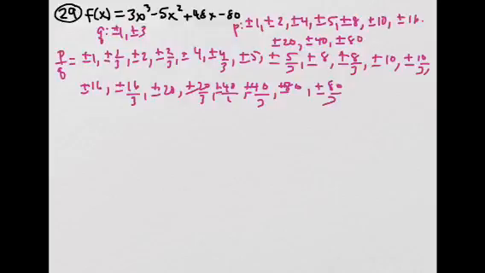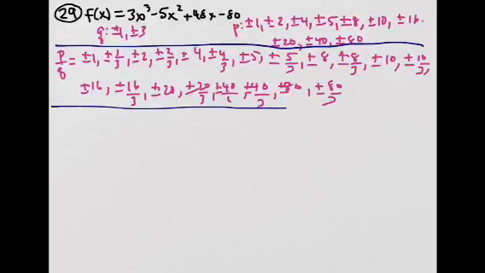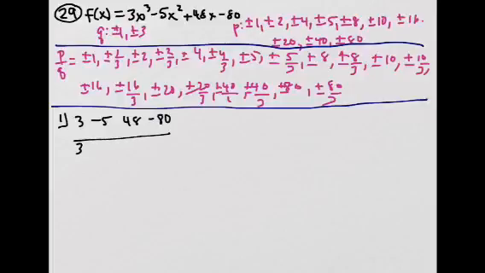So let me just divide it here. So these are the numbers we have to choose from. And if there is a rational zero in this polynomial, it's going to come out of this list. Okay? So let's start off with 1. So you do 3, negative 5, 48, negative 80. So you just do the synthetic division.